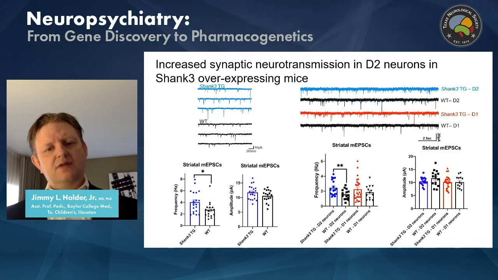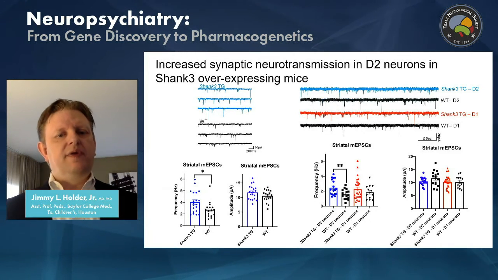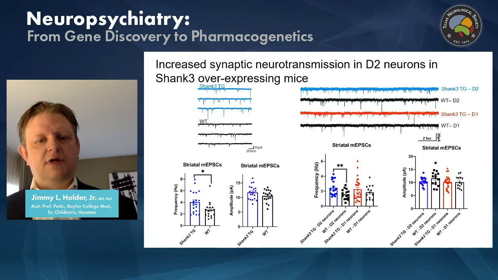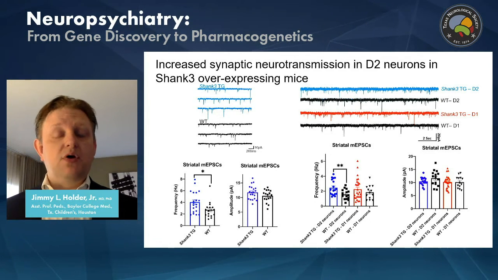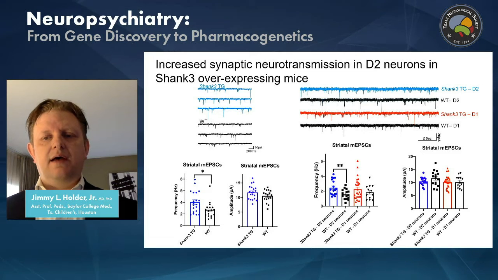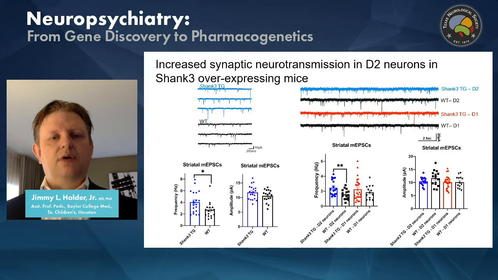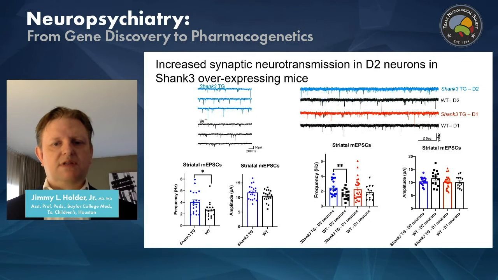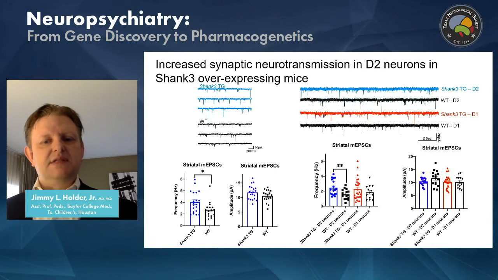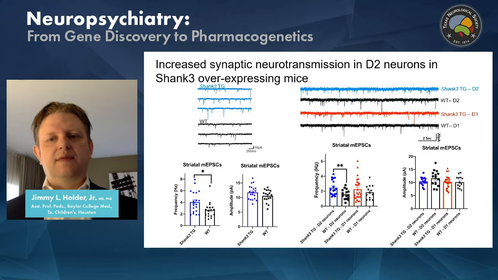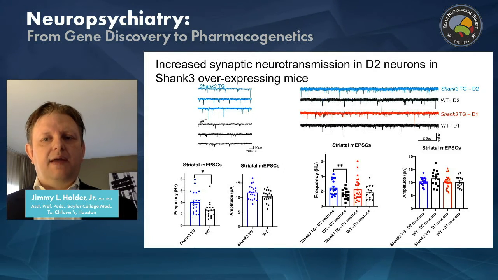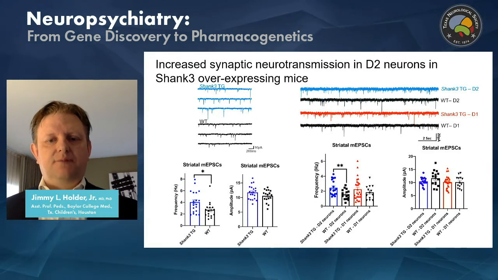But what this did not address is really what is the cell type within the striatum that is dysfunctional. The striatum is composed primarily of two different types of medium spiny neurons, those that express the D1 dopamine receptor and those that express the D2 dopamine receptor. So we looked at these specific types of neurons within the striatum and again performed neurophysiology.